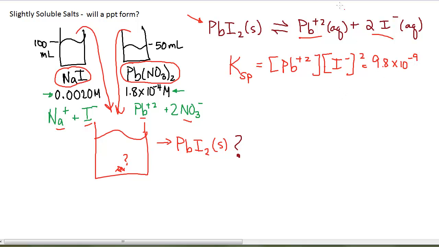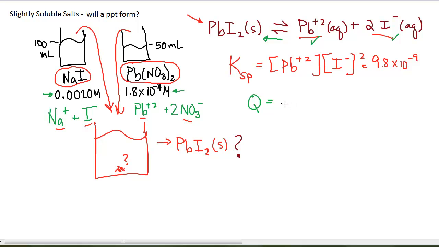Again, remember that our Ksp's are unitless. So this is the equilibrium constant for this equilibrium reaction. I've got lead ions and iodide ions that I'm dumping in the solution, and the question is, will a precipitate form? In other words, will this equilibrium shift to the left, or are these concentrations small enough that it will stay dissolved? Just like we learned back in the equilibrium chapter, I'm not necessarily at equilibrium when I dump my lead ions and iodide ions together, so I need to calculate a Q.